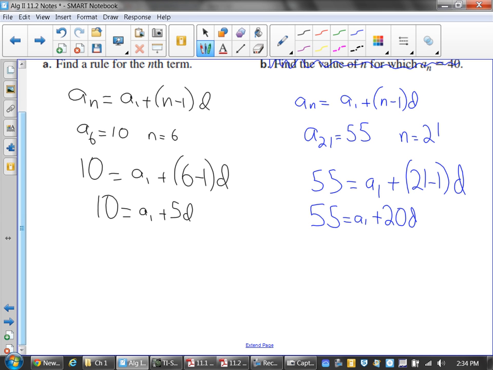Do I have two equations with two variables? Yes. When I set these things up, one of them is going to be easier to work with than the other. Could I do this with elimination? Yes, eliminate.